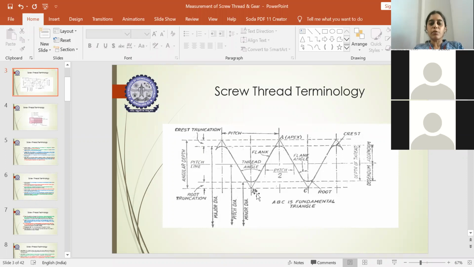Which connects the crest as well as the root part of the helical groove.